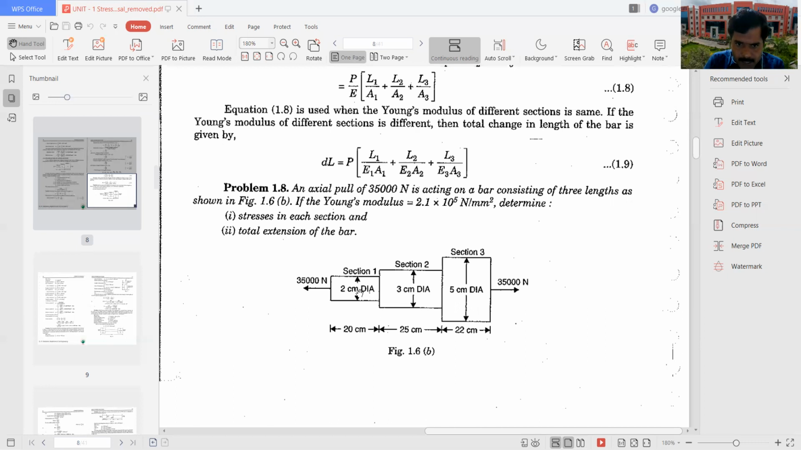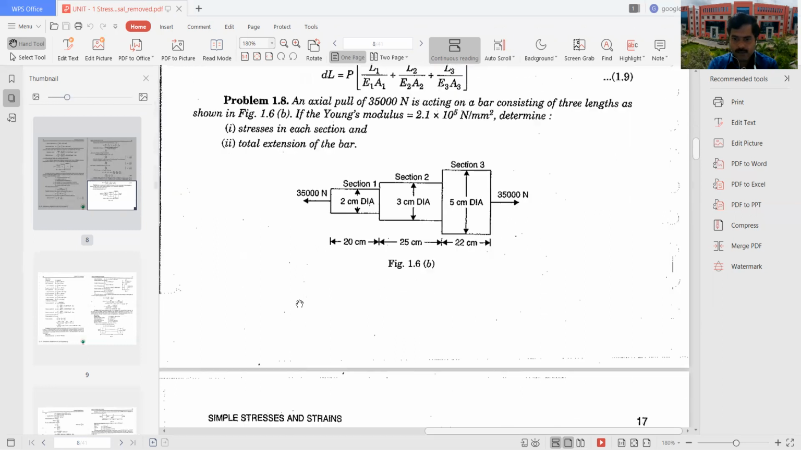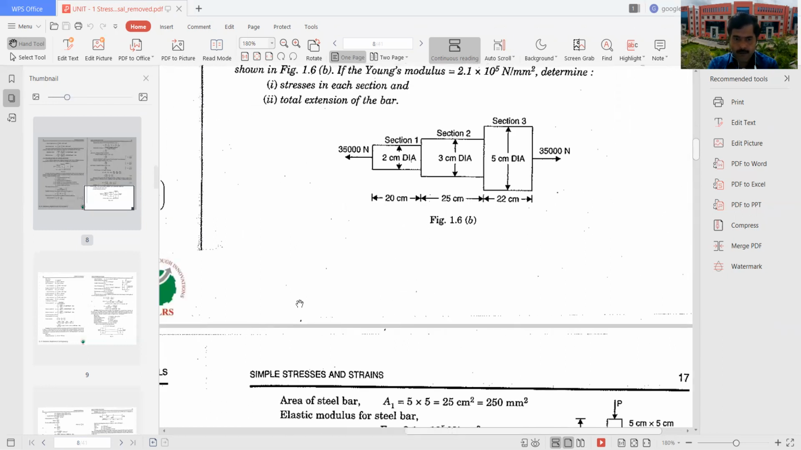So here they gave the diameters. D1 is given, therefore you can calculate A1. D2 is given, you can calculate A2. D3 is given, you can calculate A3. Okay, so load by area, you will get the stress. Load by area, you will get the stresses in each section. So now we can see the solution.